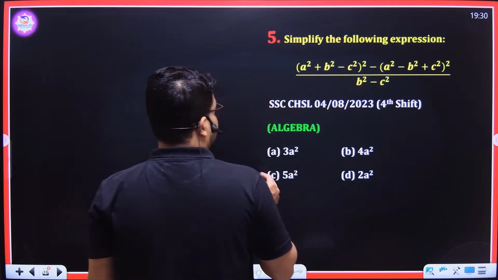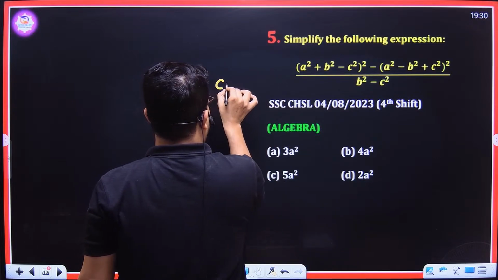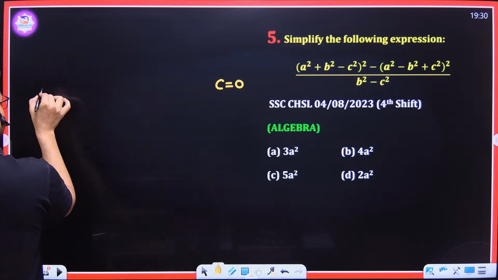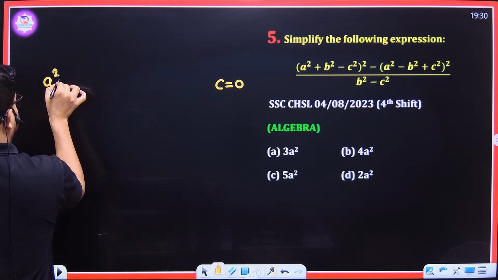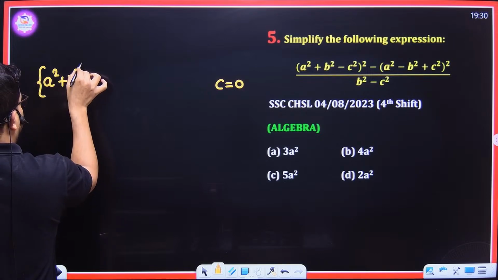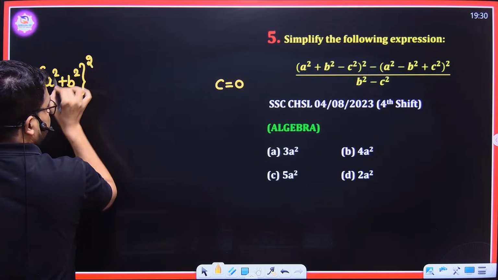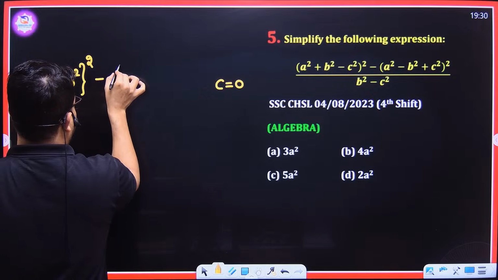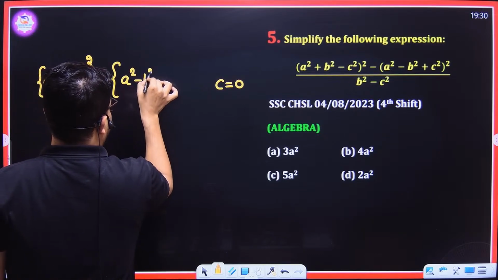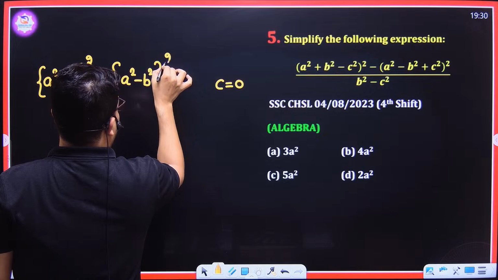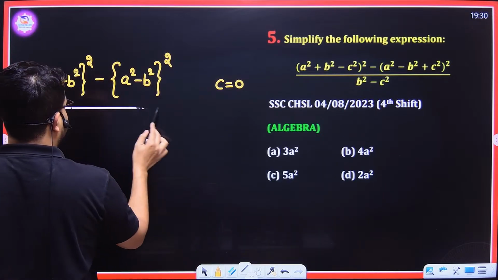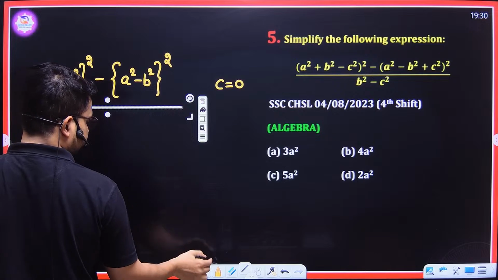See, if I put c equal to 0, then my question will transform. I have (a square plus b square) whole square minus (a square minus b square) whole square. If c equal to 0, then what do I have? B square here. What do I have? B square here.